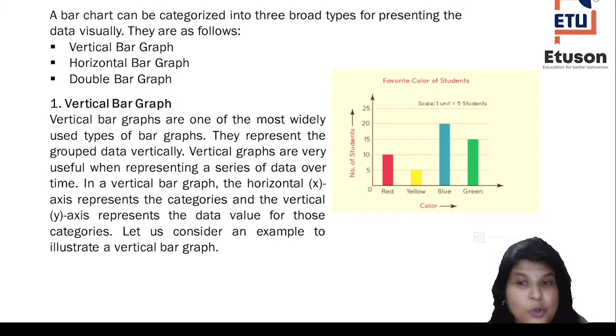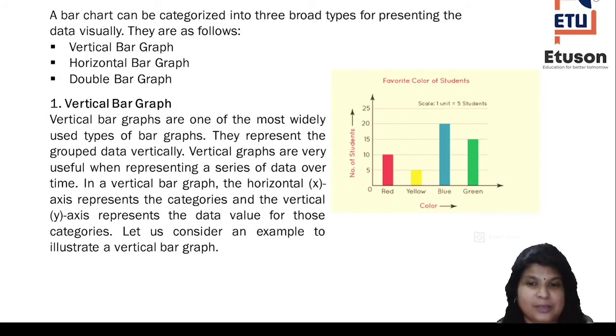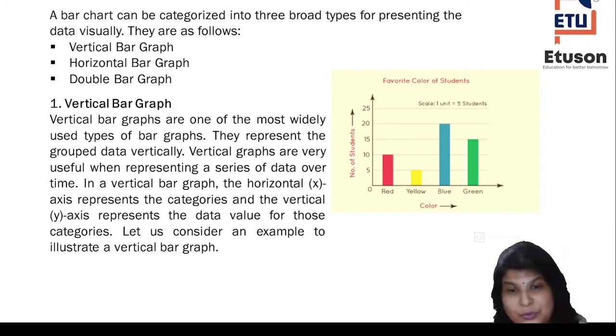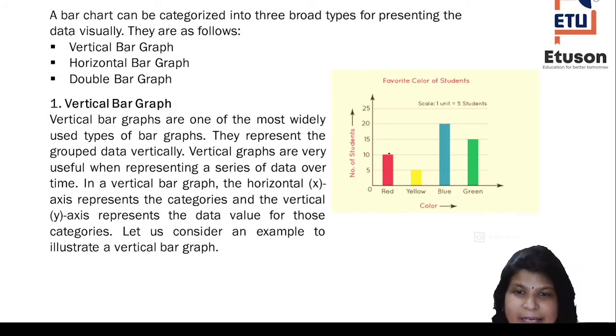And what is the scale? 1 unit is equal to 5 students. So what are the categories on the x-axis? It is red, yellow, blue and green. So these are the varieties of favorite color of the students. Now if someone asks how many students have red as their favorite color, easily you can see in the bar graph it is at 10. So 1 unit is equal to 5 students. That means 10 into 5, that is 50 students.